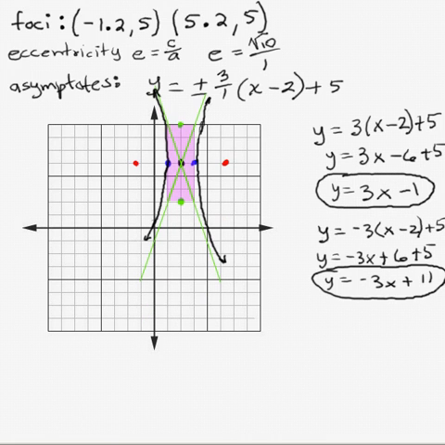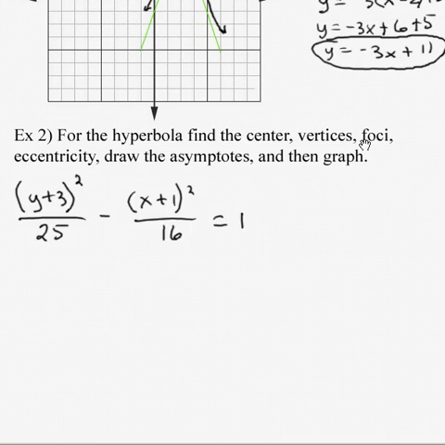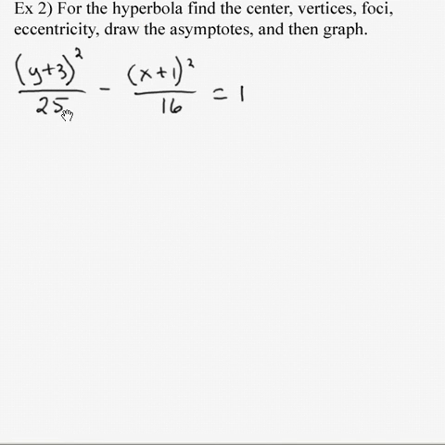All right, let's look at our second example in standard form. And it's not the denominators we're looking at. That's what we were looking at for an ellipse. We're looking for which fraction is not being subtracted. We usually write that first. Since this is y, this hyperbola is going to open vertically, branches up and down.